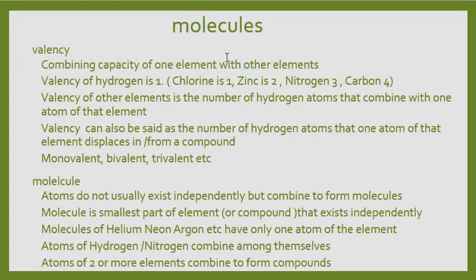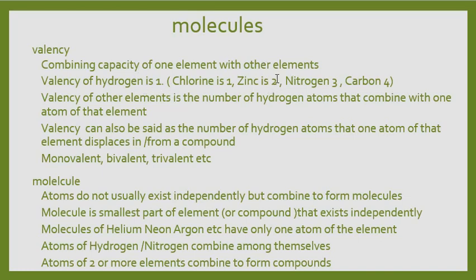Valency is the combining capacity of one element with other elements. The valency of hydrogen is 1, chlorine is 1, zinc is 2, nitrogen 3, carbon 4. These are the valencies. Valency is measured in terms of hydrogen's valency. Hydrogen is the standard, 1. The valency of another element is the number of hydrogen atoms that combine with it. Hydrogen is considered the standard because it is 1.